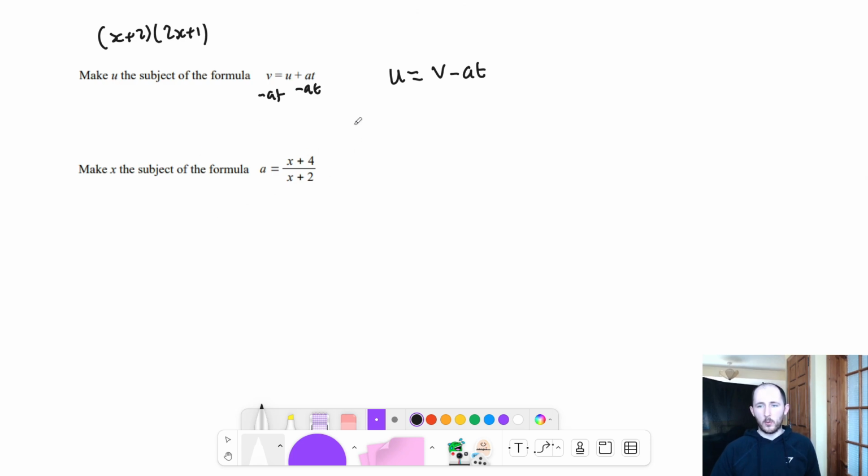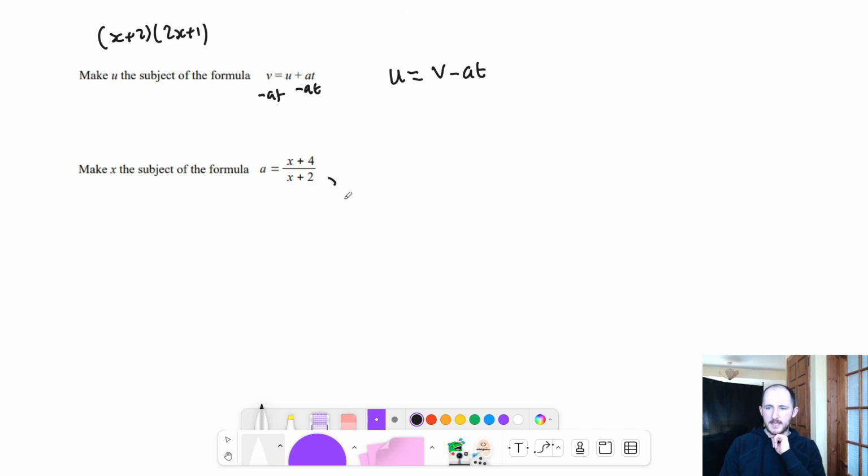But in general, my order of operations, if you'd like, for rearranging is I get rid of any brackets, then I get rid of any fractions, and then I rearrange, okay? So, I don't have any brackets, but I do have a fraction. Now, how can I get rid of any fraction? You times it by its denominator.